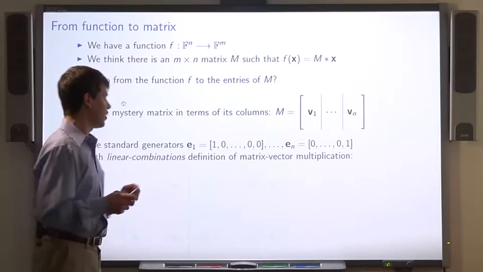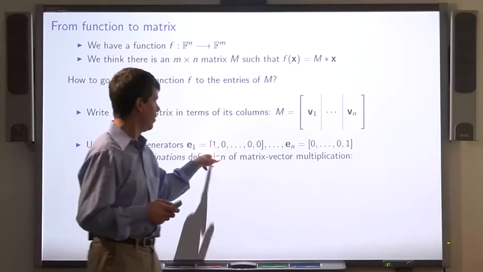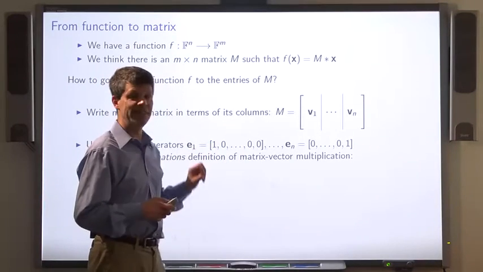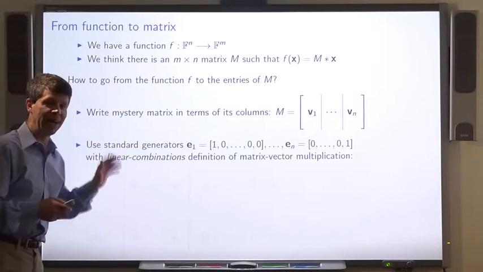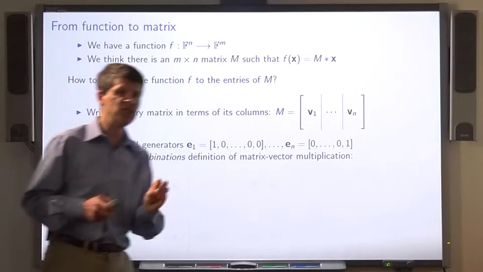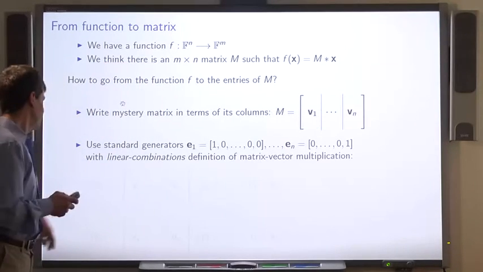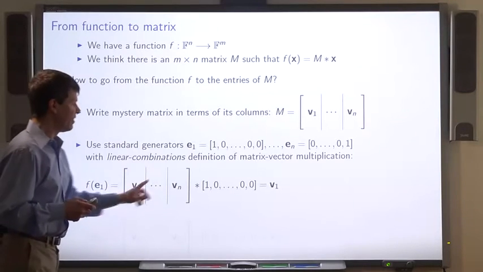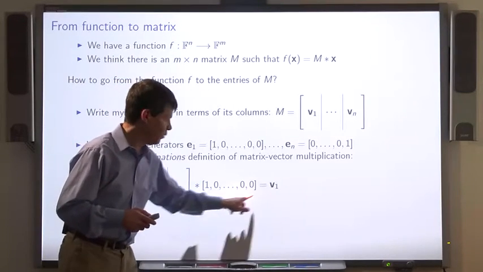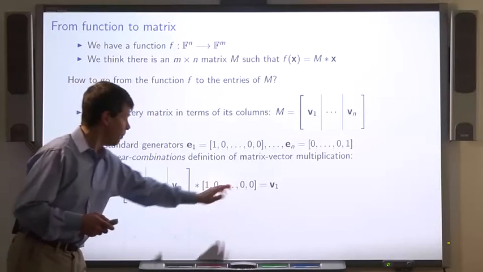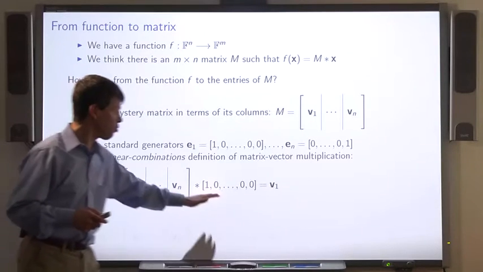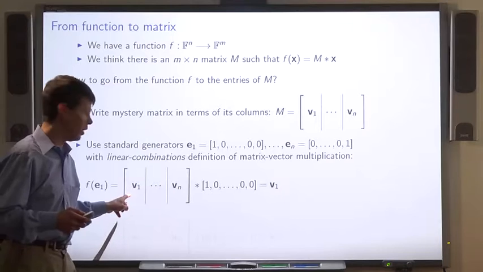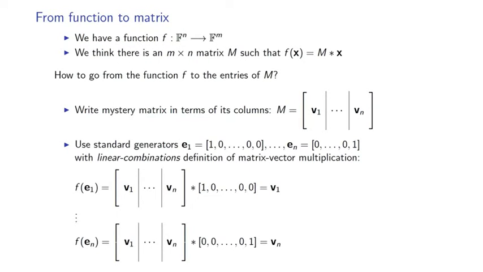Now we use the standard generators. Remember, the first standard generator is 1, and the rest of the entries are 0. The second is 0, and then 1, and then the rest is 0, and so on. So we combine standard generators with the linear combinations definition of matrix-vector multiplication. So f of e1 is the matrix times the vector e1. By the linear combinations definition of matrix-vector multiplication, this product is just the first column, v1. Similarly, f of en is just the last column, vn.